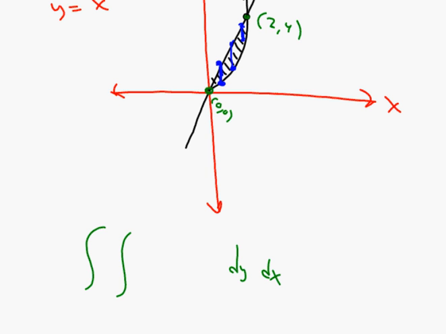But luckily, I know what it's going to vary between. It's going to vary between the lower curve, which is y equals x squared, and the upper curve, which is y equals 2x. So that becomes the limits of my integration right there, from x squared to 2x.